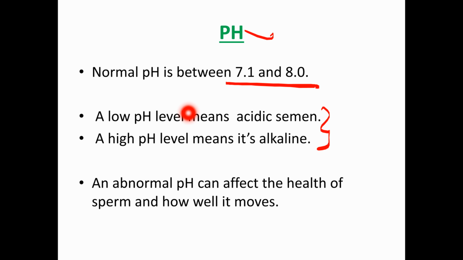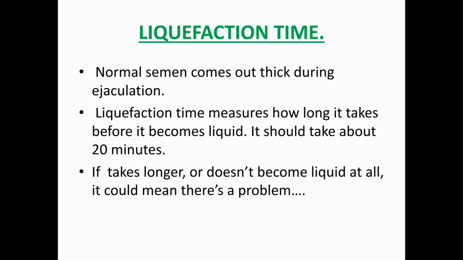So, how to measure pH: there is pH paper or a pH indicator, or if you don't have either of the two, you can perform pH measurement by the urine strip test. The urine strip test has a pH indicator, so you can perform pH with the urine strip test. Now the next one is the liquefaction time.